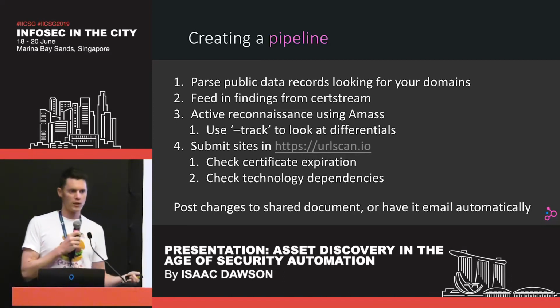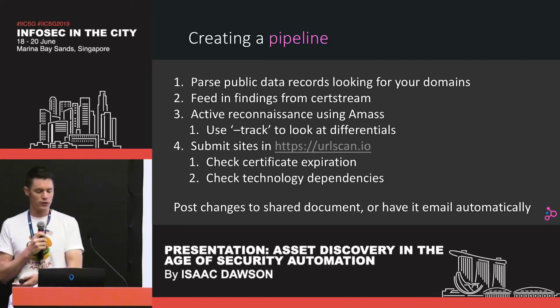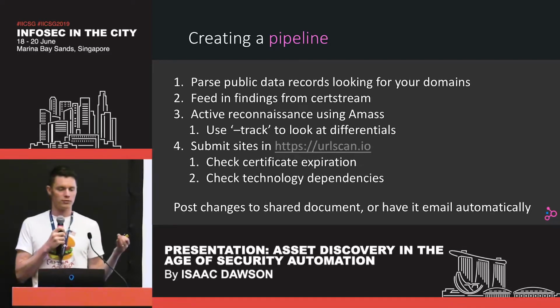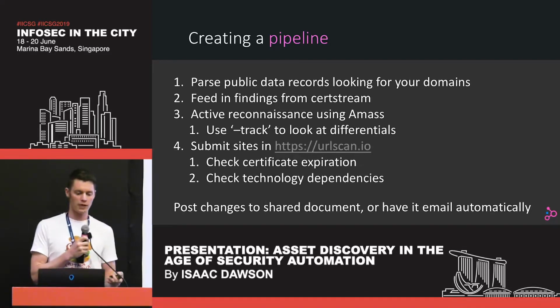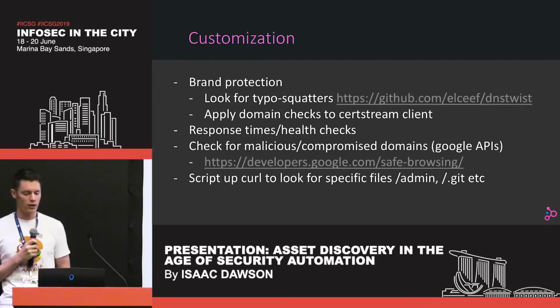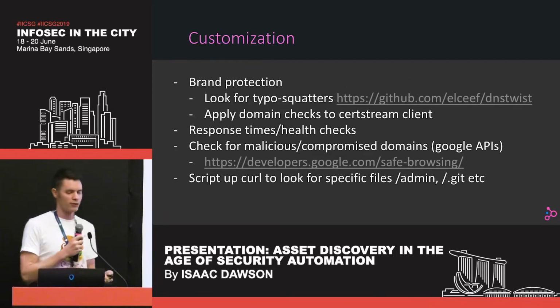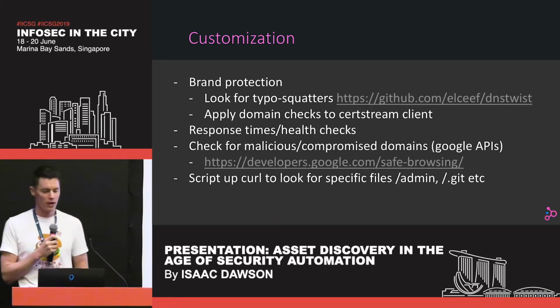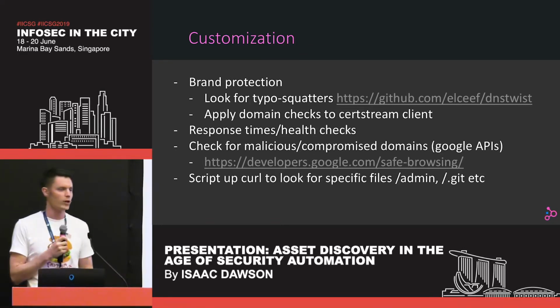Now you can take all this information and post it to a shared document or a wiki, or if your organization uses Slack, you can post it to Slack. So there's pretty much anything you can really do. And I think one of the more interesting things about creating your asset discovery program is you can really customize it any way you want.